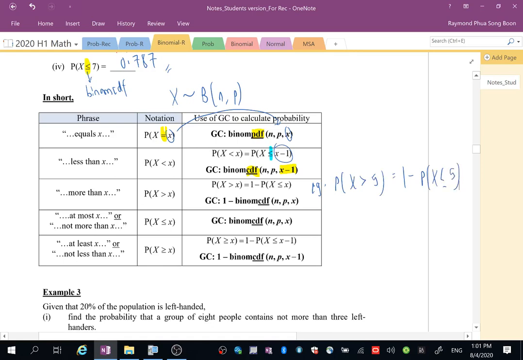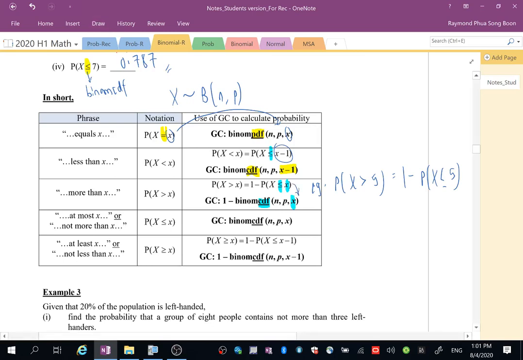Let's say x is from 0 to 10. So the values that x can take on will be 6, 7, 8, 9, 10. So it's the same as 1 minus probability of x from 0, 1, 2, 3, 4, 5. Then you will also get x is 6, 7, 8, 9, 10. So it's the same. For this one, if you write it in this form, then it will be binom CDF because of this inequality sign, and this x will then be over here.